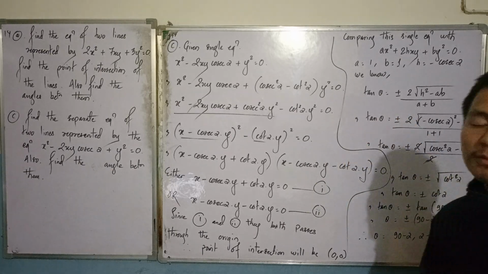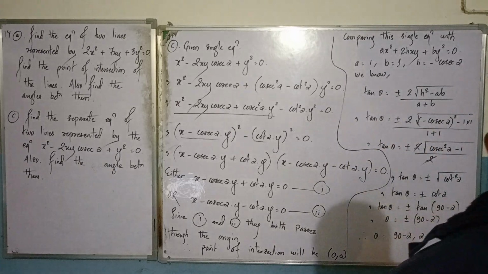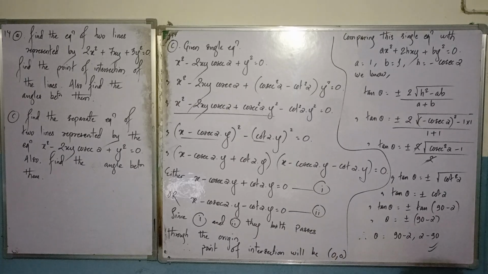Okay, so I have done number 14, A and C. Number B is up to you. You have to do that. Okay, if I do all, then you will be paralyzed. Okay, now let's move on to number 15. I'm going to rub this. If you want to copy this, just take a screenshot. Now I'm going to rub this.